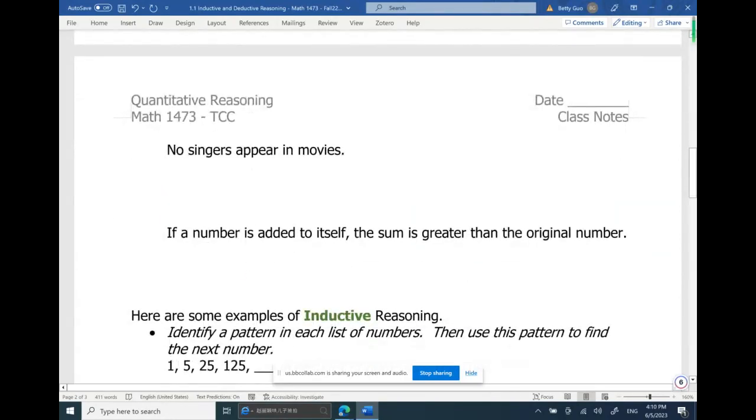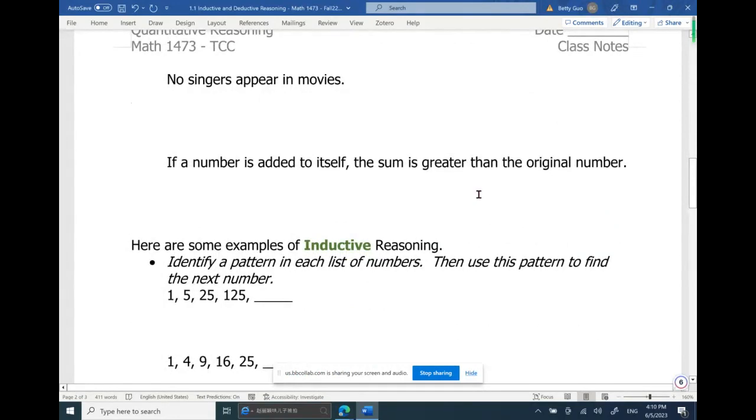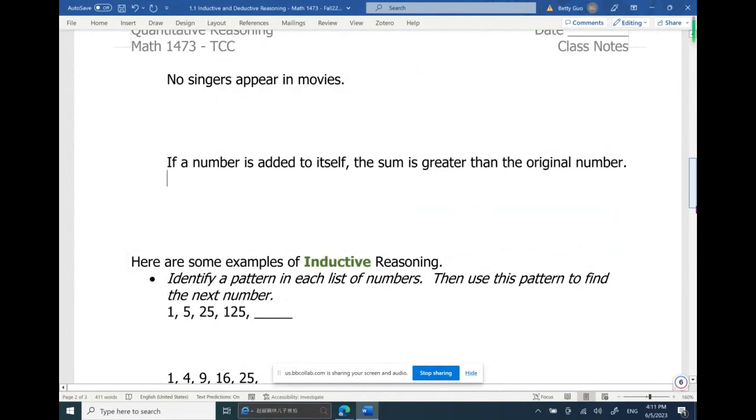Next statement: if a number is added to itself, the sum is greater than the original number. How do we disprove this statement? By giving a counterexample. Let's try a negative number. Let's say -1. If we add -1 to itself, what is -1 plus -1? We have -2, right? -2.